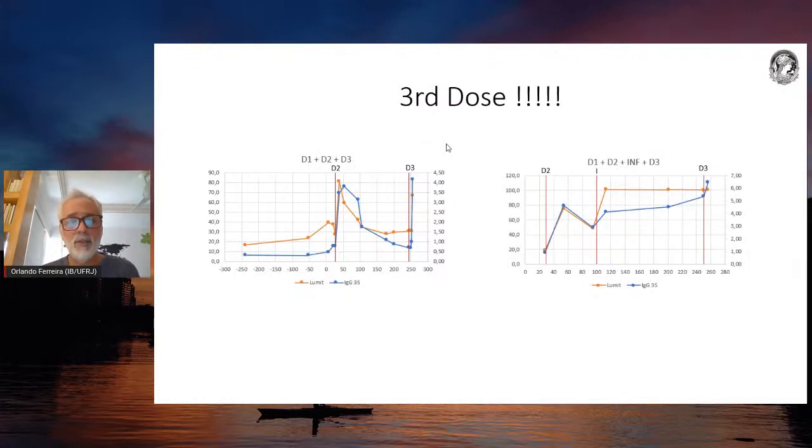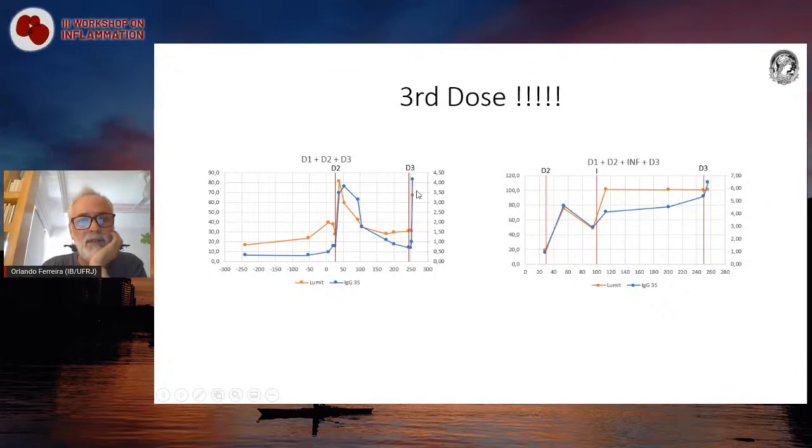How about the third dose? I'm going to show you an example of two individuals. One of them is this one over here. He was immunized with CoronaVac with D1 and D2, and about 6 to 9 months later, he received the third dose.